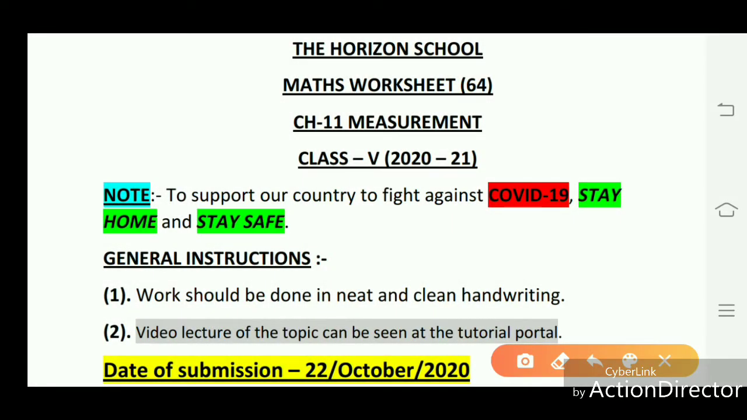Hello students, this is Maths Worksheet 64, chapter number 11, Measurement. Dear students, here we will solve some examples related to measurement.